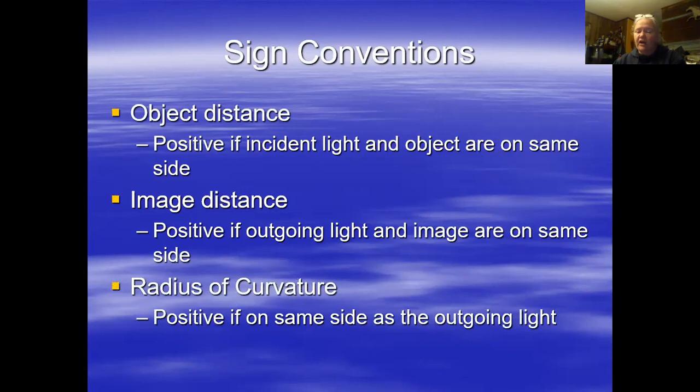And then the radius of curvature, if it's a diverging lens, it's negative. If it's a converging lens, it's positive, and that determines the focal length, because remember, the focal length is 1/2 the radius of curvature. All right, so that's the last of those notes.